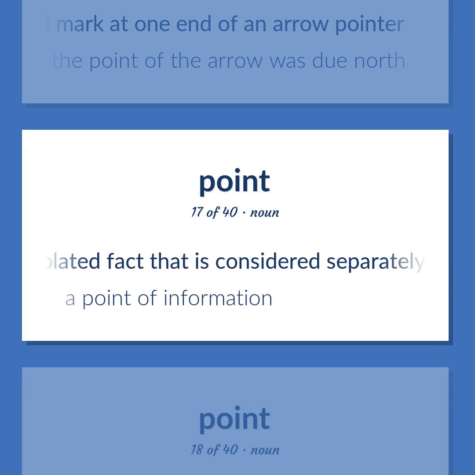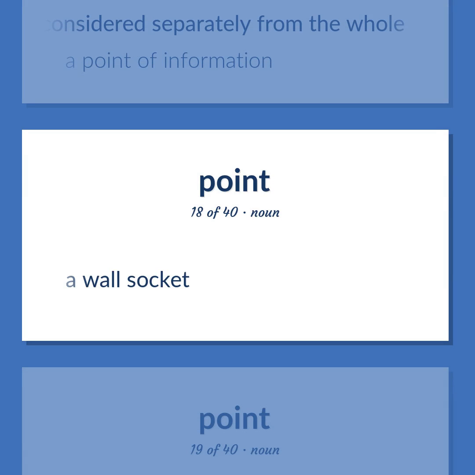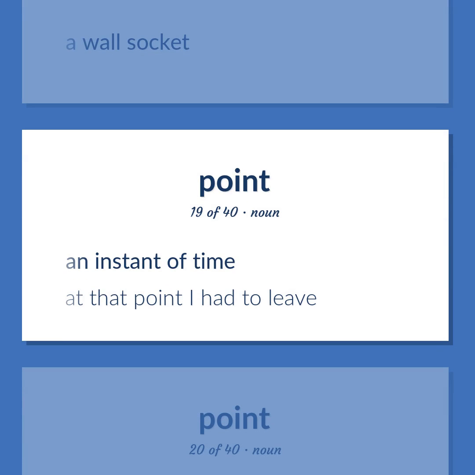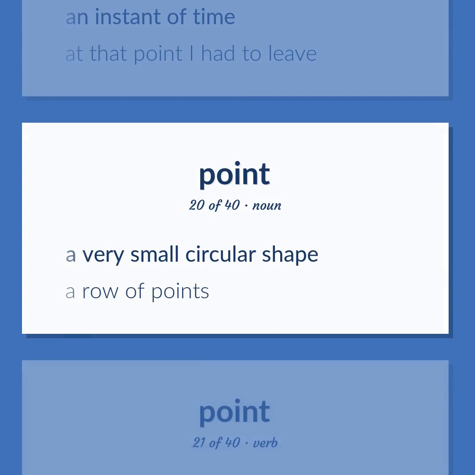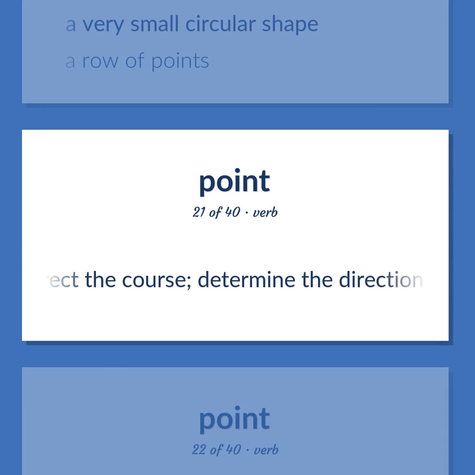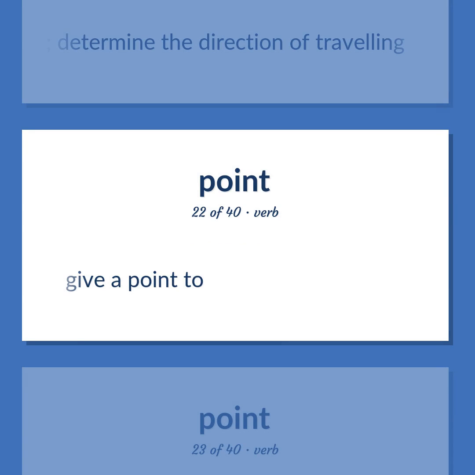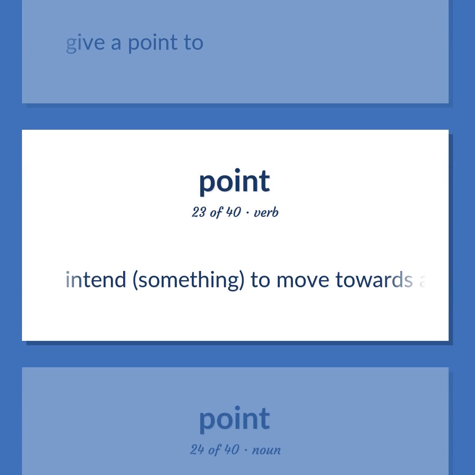An isolated fact that is considered separately from the whole. A point of information. A wall socket. An instant of time. At that point I had to leave. A very small circular shape. A row of points. Direct the course. Determine the direction of traveling. Give a point to. Intend something to move towards a certain goal.